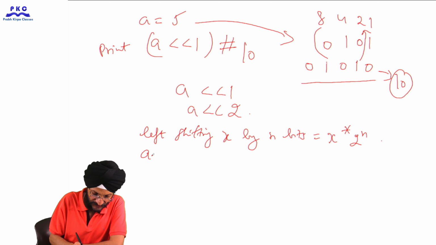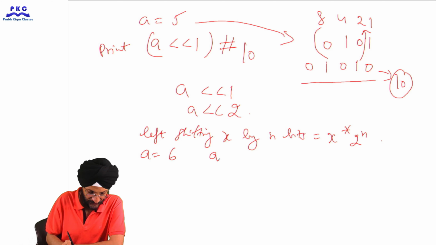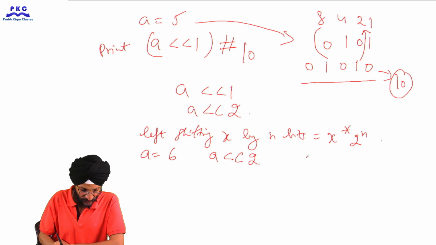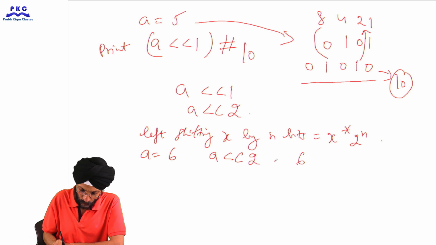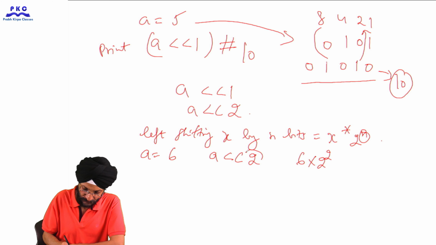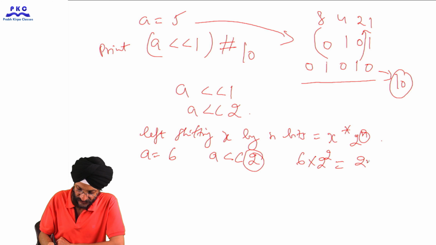Suppose A is 6. If we write A left shift 2, what will be the final output? What is the value of A? It is 6. So with left shift 2, we are to write 2 raised to power n, where n means this left shift by 2. So it will be 24.